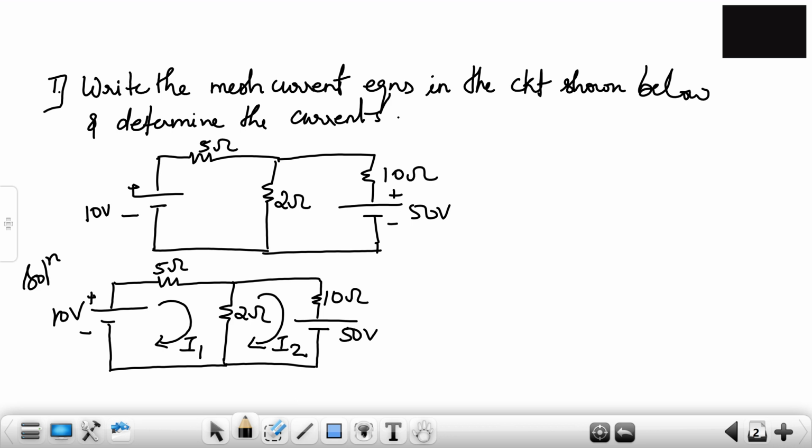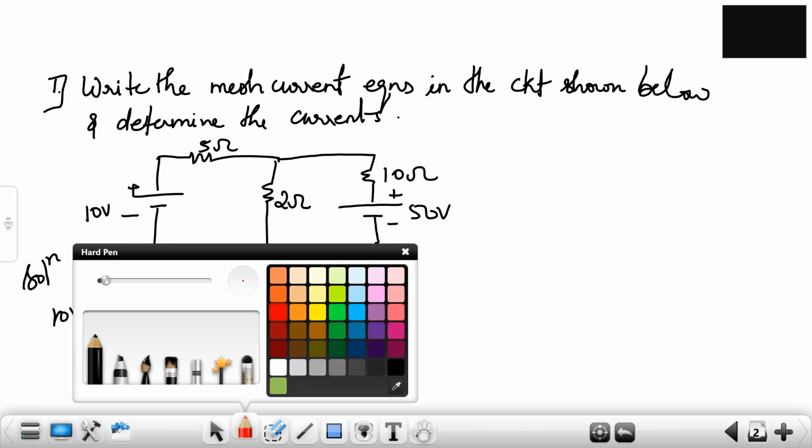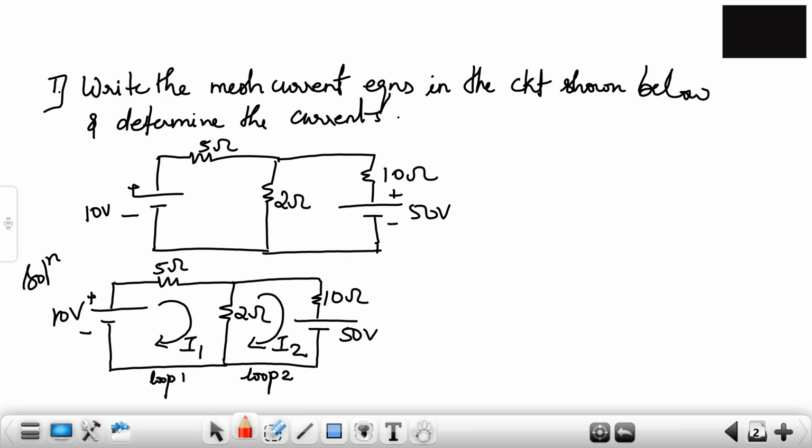Now the mesh current equations, let us take the first loop. This is your loop 1 and this is your loop 2. Since there are two currents flowing, you will get two mesh current equations. So let's start with the equations. Now if you see over here, we will start this way.